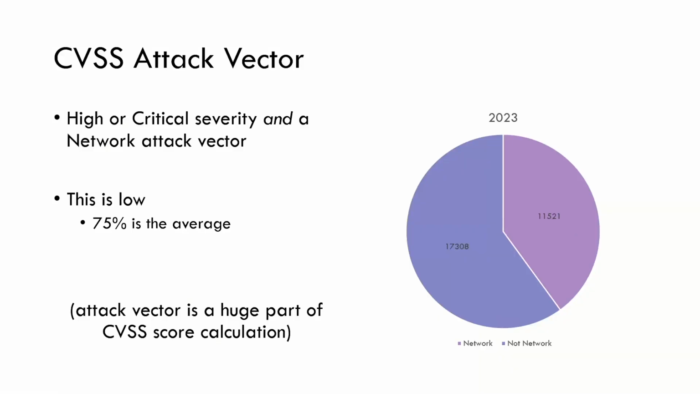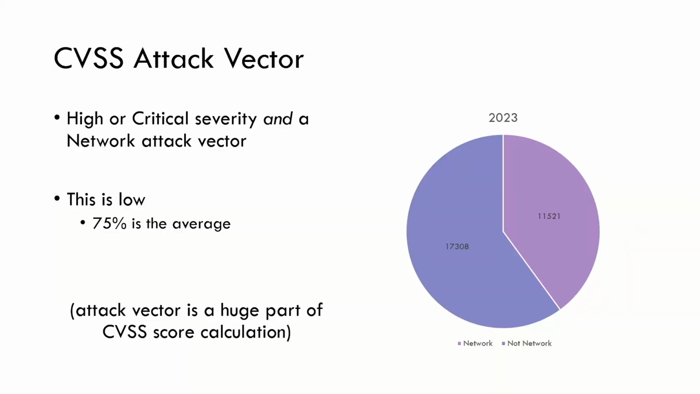If we look at vulnerabilities that have a high or critical severity and a network attack vector, we see a graph like this. I realize it may be hard to tell. The purple is the ones that are high or critical and have an attack vector of network. The more bluish one is not network. And you may say, that's actually kind of small.